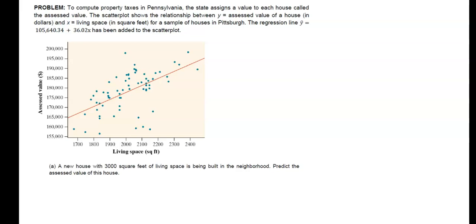A new house has 3,000 square feet. Predict the assessed value. This one is a very straightforward question. You just plug it in, right? And I love the way they wrote the equation there. That's my favorite way. Instead of writing y hat, they write assessed value, or the predicted assessed value. That's what that hat means. They plugged in the 3,000, showed their work, and wrote the answer as 213,000.